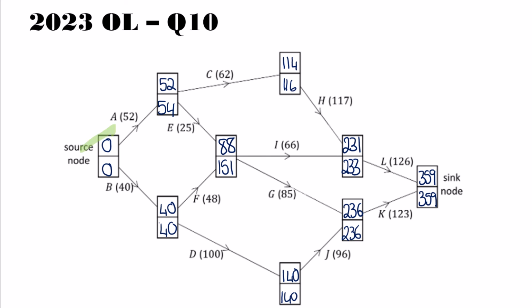And then just double check coming back to the source node. It's already filled in, but it's good to check. So there are two options. One will be 54 minus 52, which will leave us 2, and the other is 40 minus 40, which gives us 0. So that is all completed.